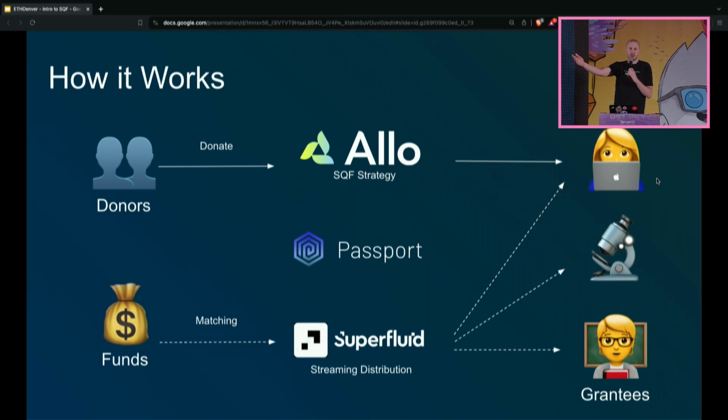Your money is going to go through from the donor to the grantee, just like you would expect, but it's going to do a secondary thing. It's going to check to see your on-chain Gitcoin Passport score. It's basically just a trust score. Are you a Sybil? Are you trying to subvert the mechanism? And if you have a high enough score, we're going to go ahead and update the allocation with that quadratic matching formula in that streaming distribution pool that Superfluid has built.